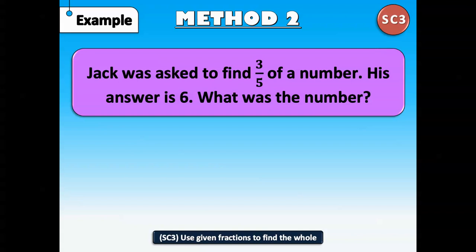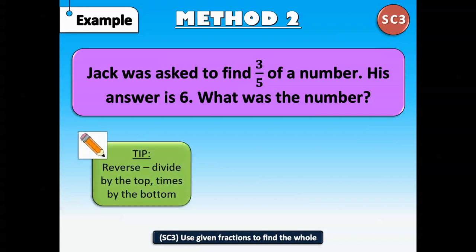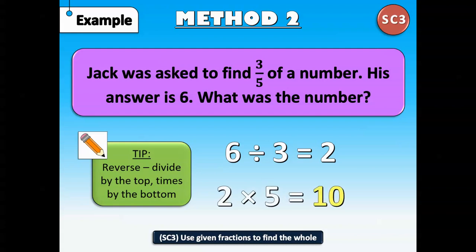The second way you can answer this question is, instead of dividing by the bottom and timesing by the top, we work backwards doing the opposite. So we can divide by the top and then times by the bottom to find out the amount that we originally had. So we can do 6 divided by the number on top, so 6 divided by 3, which is 2, and then times that 2 by the number on the bottom. So 2 times 5 is 10. So our answer is 10.